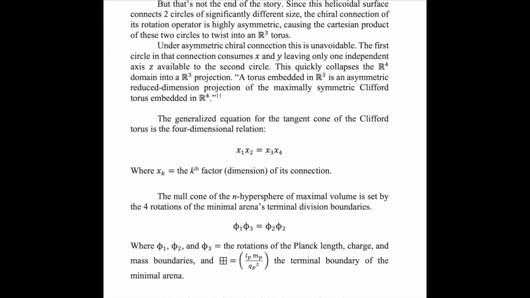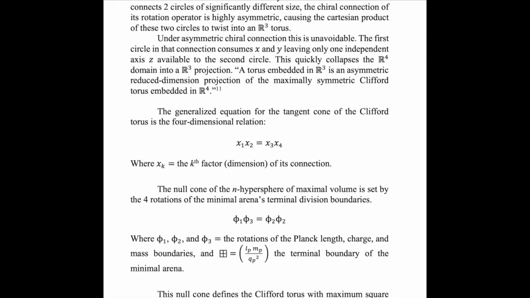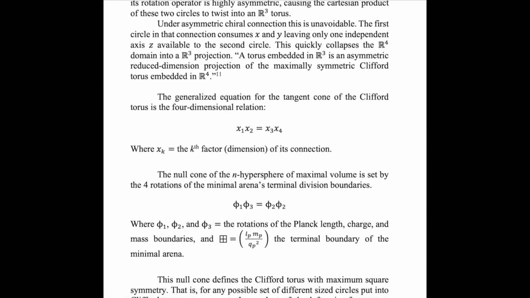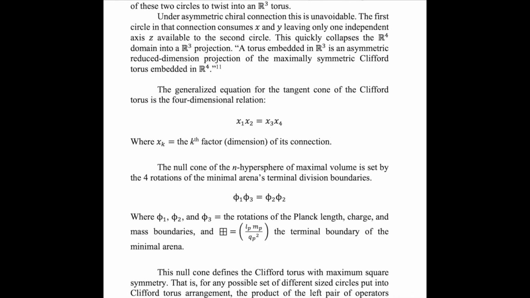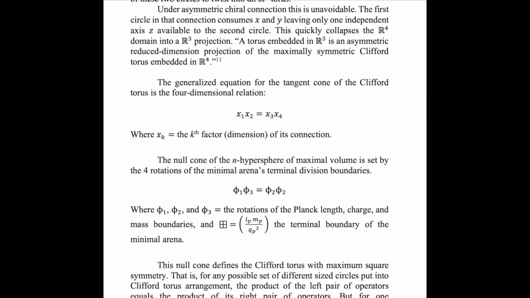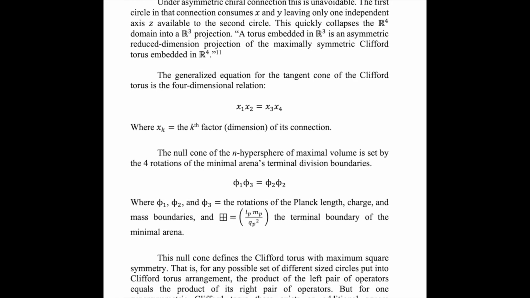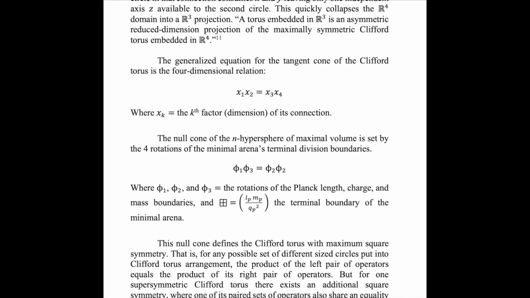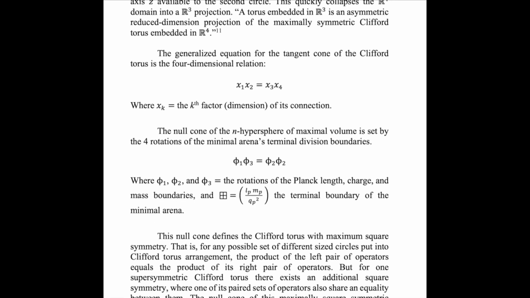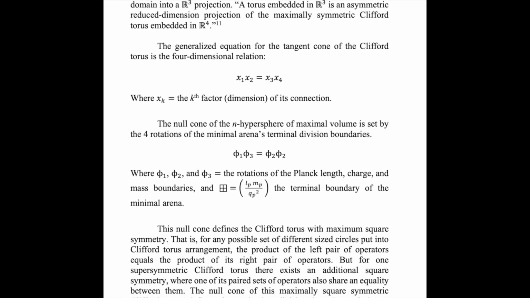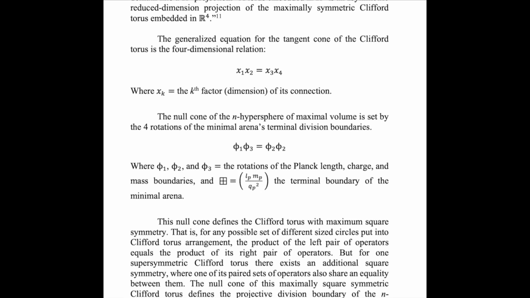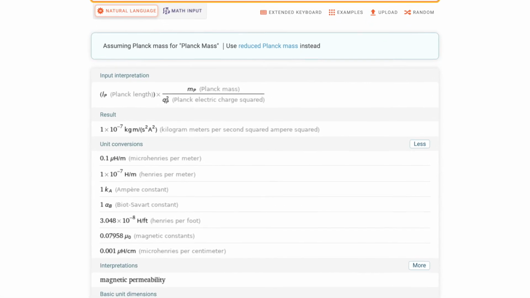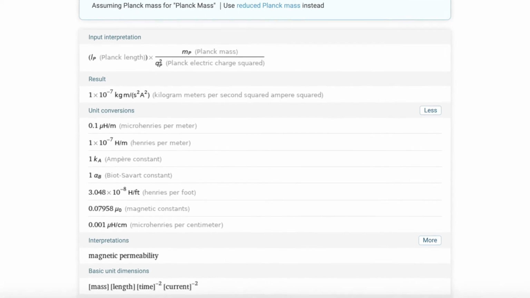The generalized equation for the tangent cone of the Clifford Torus is the four-dimensional relation x1 times x2 is equal to x3 times x4, where x sub k is the kth factor or dimension of its connection. The null cone of the n hypersphere of maximal volume is set by the four rotations of the minimal arena's terminal division boundaries. Rotation of the length boundary times the rotation of the mass boundary equals the rotation of the charge boundary times itself, or the charge rotation squared.